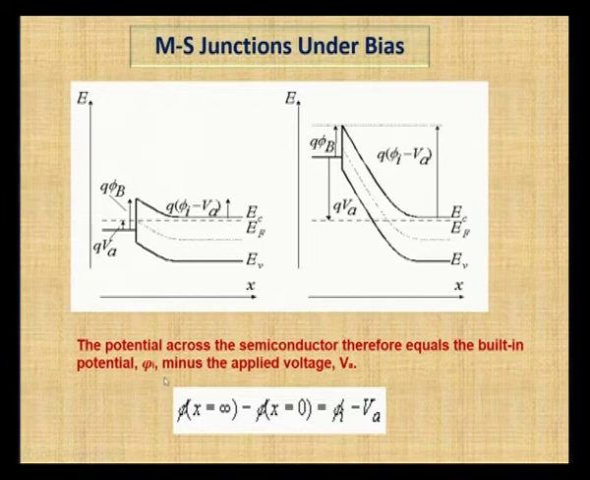In the reverse bias it won't conduct, and the potential across the semiconductor therefore equals the built-in potential, that is phi I. Phi of x equal to infinity minus phi of x equal to 0 is equal to phi I minus V A. This is the built-in potential with the applied voltage V A.